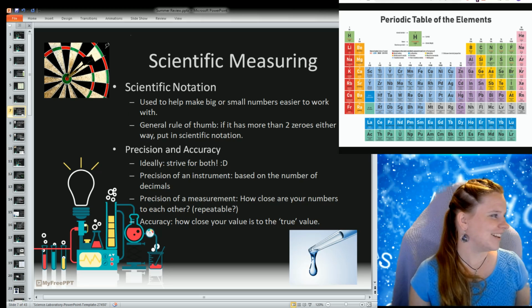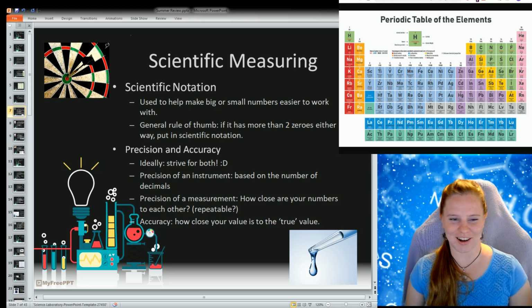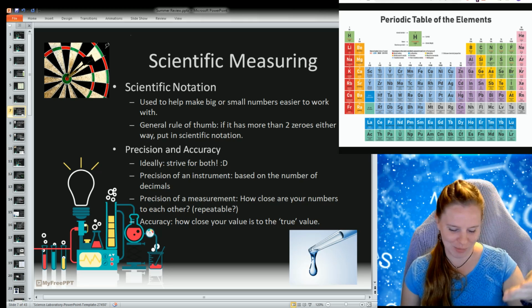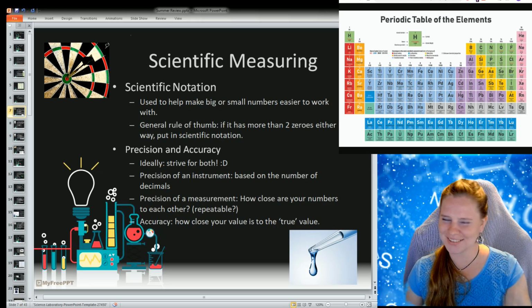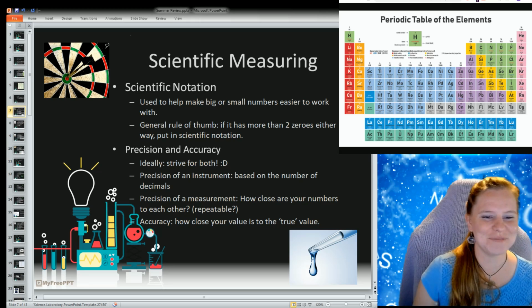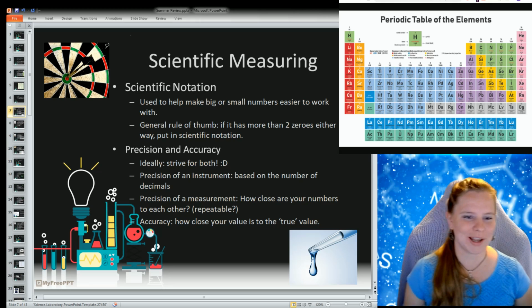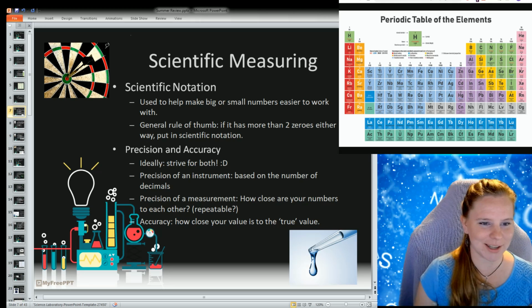Every year I'll have a student at some point in the year, and I get their homework, and it's a number with like 7 zeros after it. I'm like, put it in scientific notation, okay? First time, you know, probably won't count you wrong. Second time, might count you wrong.